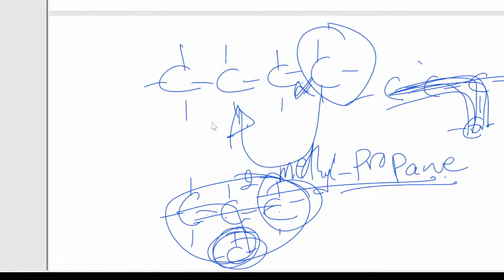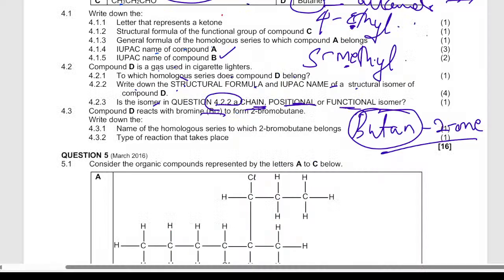Alkanes only form chain isomers. So it's a chain isomer. It's the chain which has changed, because at first it was like this, then after that we made it branch. So it's a chain isomer. They are saying the name is okay. Compound D reacts with bromine.